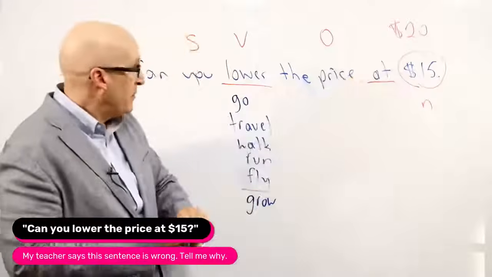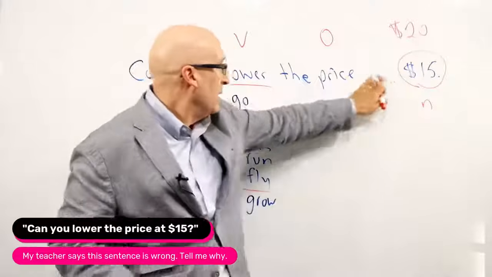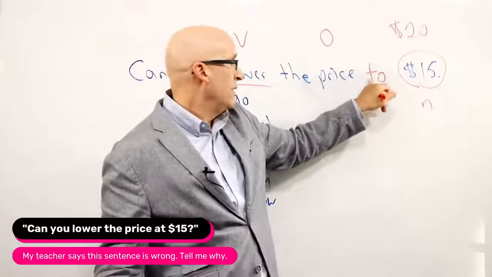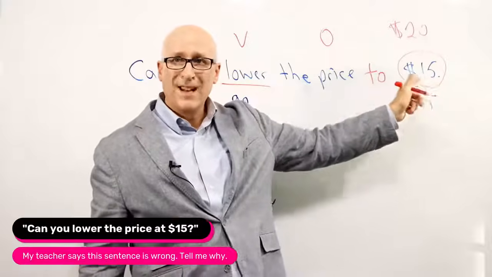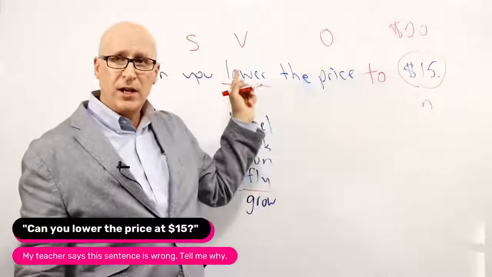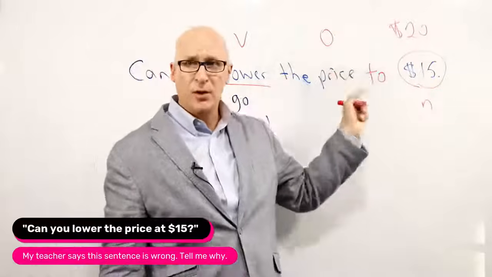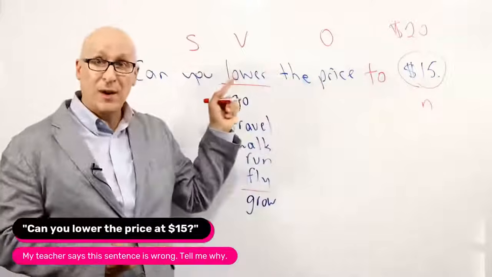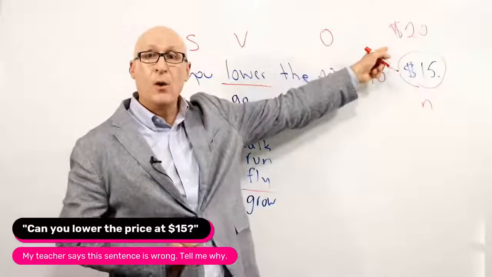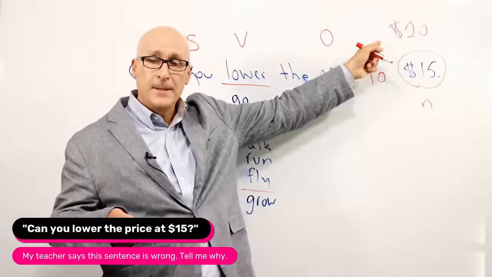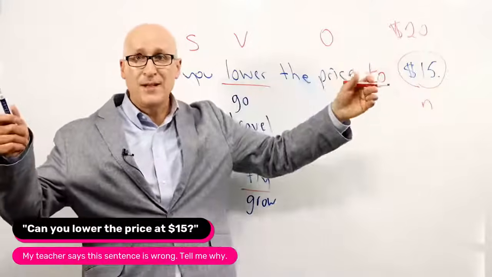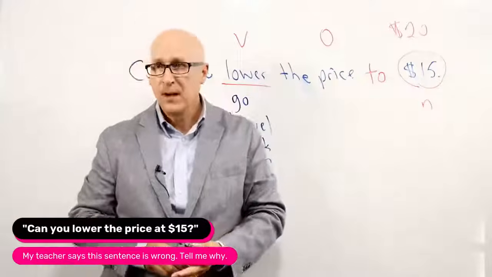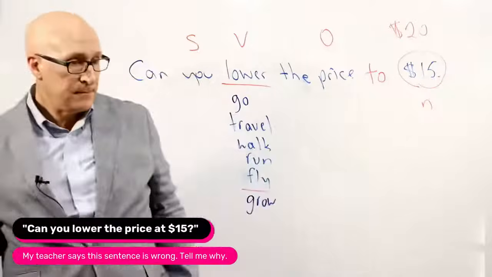So the correct preposition here should be, can you lower the price to $15? Now, you'll notice that we don't say, can you lower the price from 20 to 15? Why? Because both people in that conversation know what the price was. They know it's already 20. So they don't need to say it. They know what the price is. They want to talk about what they're going to lower it to. Okay? So that's that question.